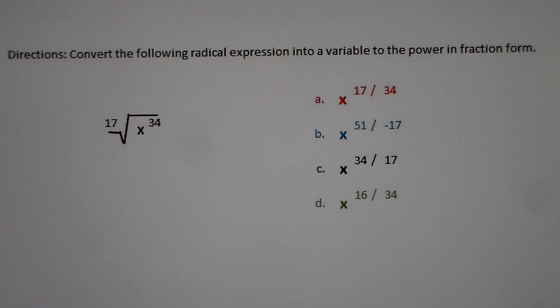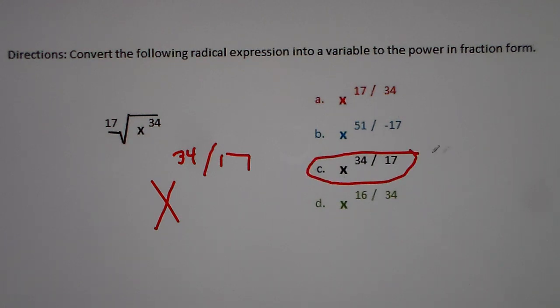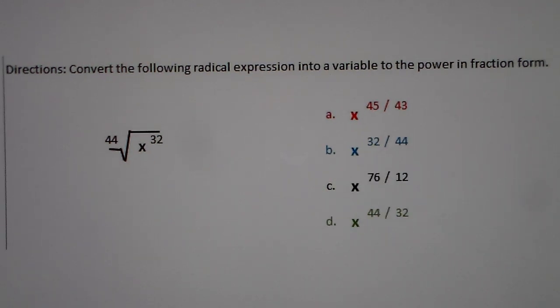Let's do another 2. So you have 17 as the radical, x to the 34. So we do x to the 34 divided by 17. And 34 divided by 17, now we see. Since 44 is on the bench, put a 44 right there.